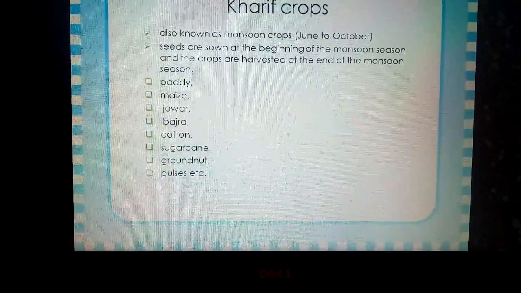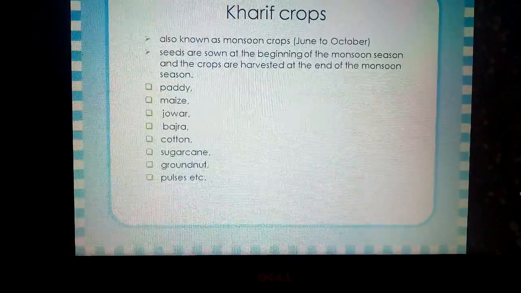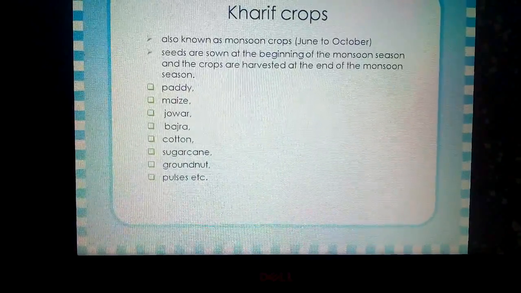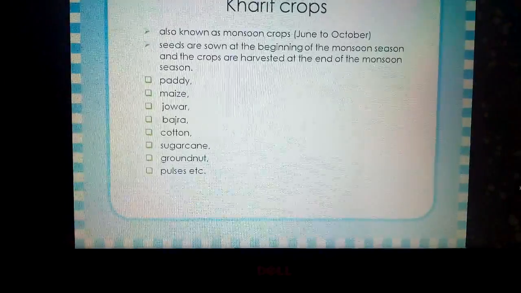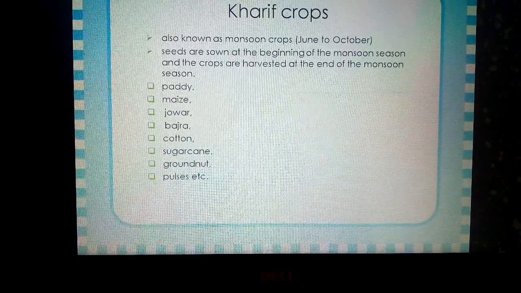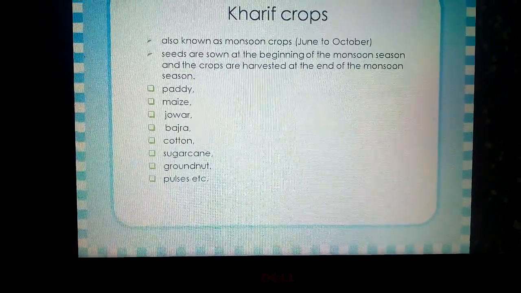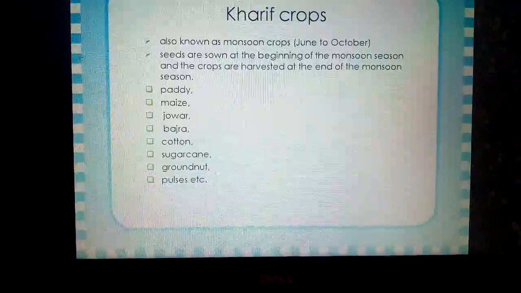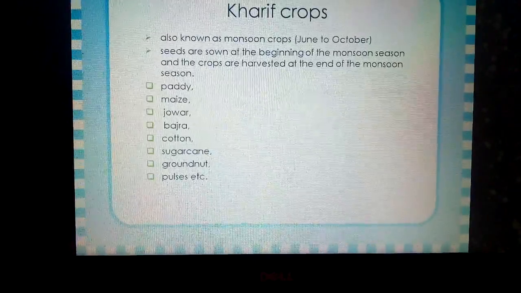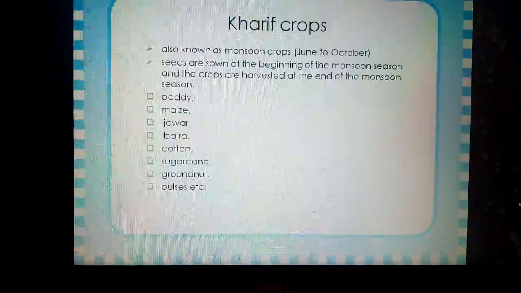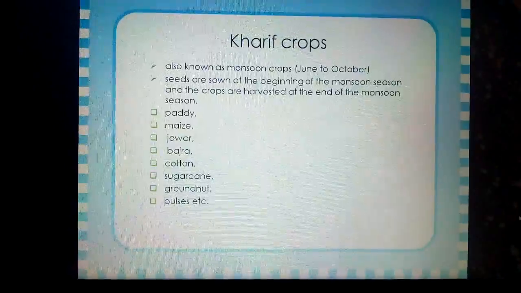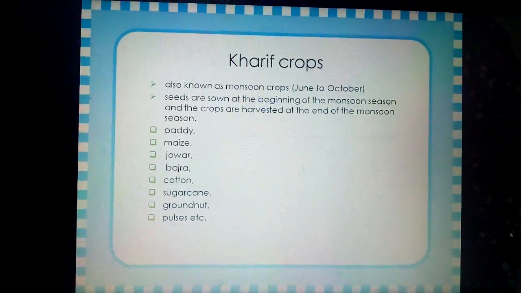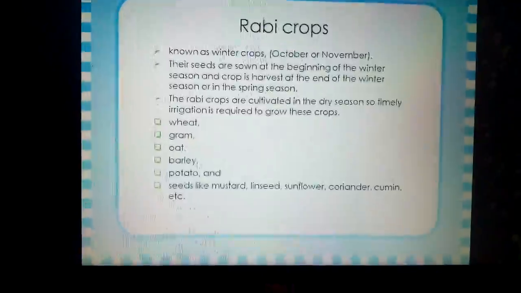Now, some of the examples of kharif crops that you need to remember are paddy, maize, jowar, bajra, cotton, sugarcane, groundnut, and pulses. These plants or crops need specific water conditions as well as the environmental conditions present between June to October. These are a few examples of kharif crops, and you need to remember these basic differences between rabi and kharif crops. Okay, now let's talk about rabi crops.